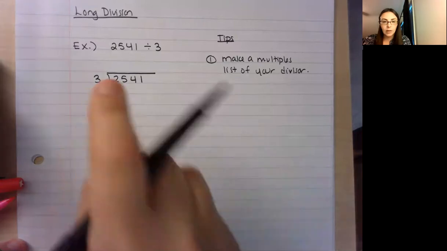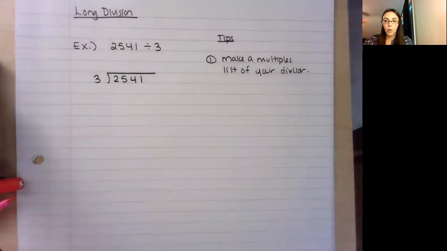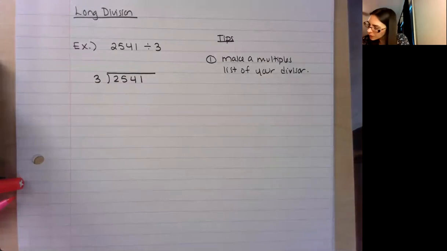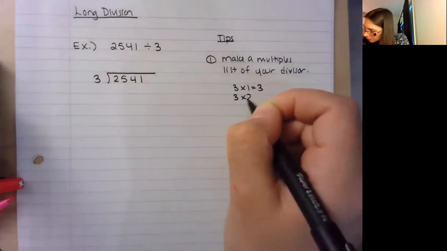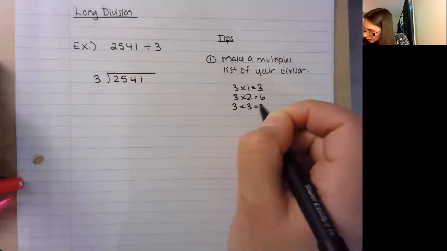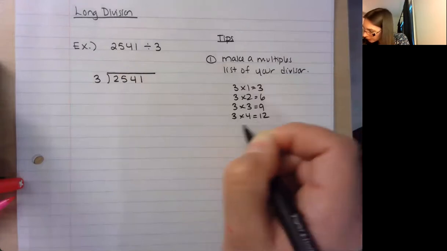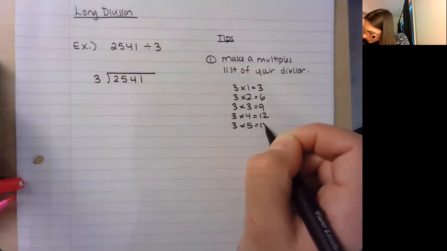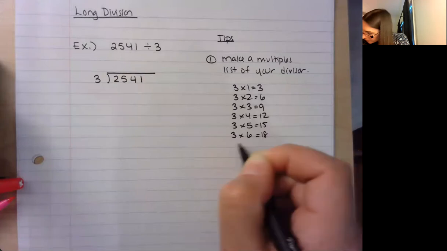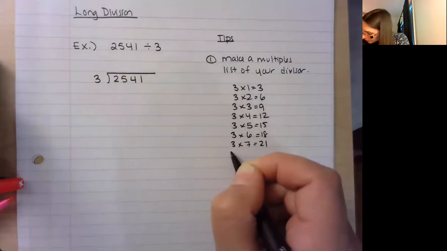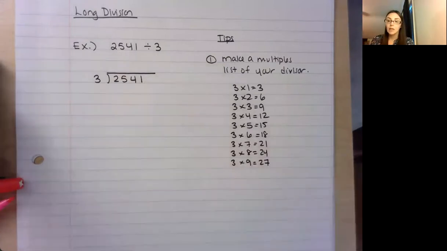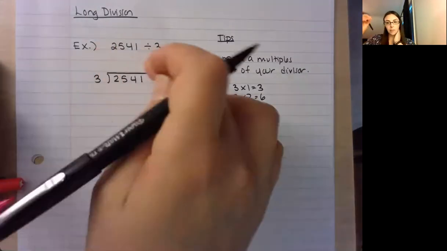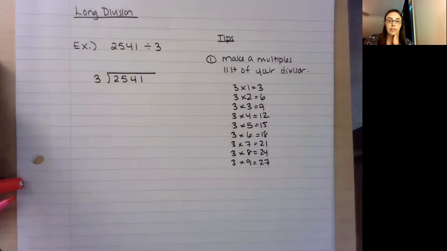So you're going to take that 3 and you're going to make a multiples list. That means you're going to multiply it by 1, 2, 3, 4, 5, and so on. So we're going to do 3 times 1, 3 times 2, 3 times 3. Now you can do this on your own, or you could take out your multiplication tables or something like that. And you only have to go through times 9, because whenever we're dividing, our answer, at least one part at a time, should never be more than 9. So you can make your multiples list up through times 9.